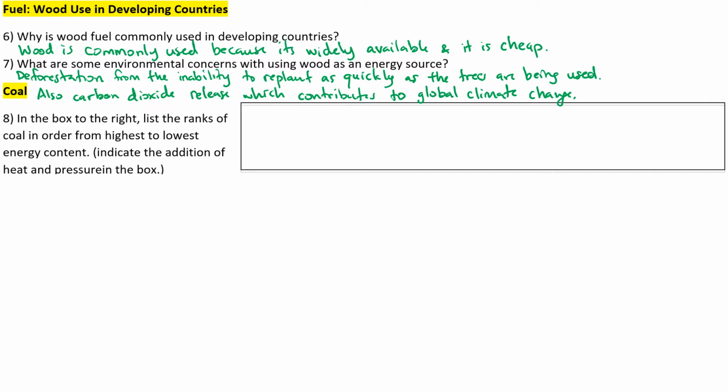Number 8, in the box to the right, list the ranks of coal in order from highest to lowest energy content. So I'm going to write down all the different types. First, we have lignite, subbituminous, bituminous, and then anthracite.